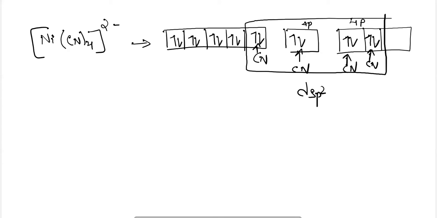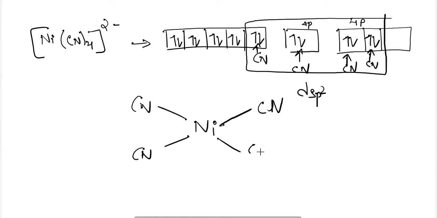So this is the dsp2 hybridization, and the structure of the nickel tetracyanide will be square planar. Square planar. So these were the different hybridized structures for the compounds.